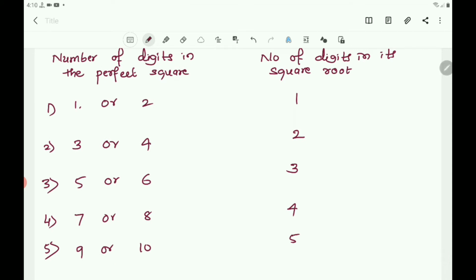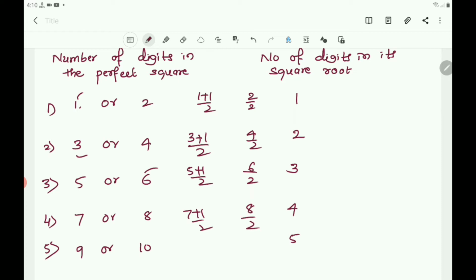See, here for 1 and 2, it is 1. You know that 1 is equal to 2 by 2, and also for 1, you can do 1 plus 1 by 2. Here for 3, 4, it is 4 by 2, and for 3 it is 3 plus 1 by 2. Next, 6 by 2, and for 5 it is 5 plus 1 by 2. Next 7 plus 1 by 2, 8 by 2. 9 plus 1 by 2, 10 by 2. 3 plus 1 by 2 is 4, 4 by 2 is 2. 5 plus 1 by 2 is 6 by 2, that is 3. So that depends upon the odd and even number.